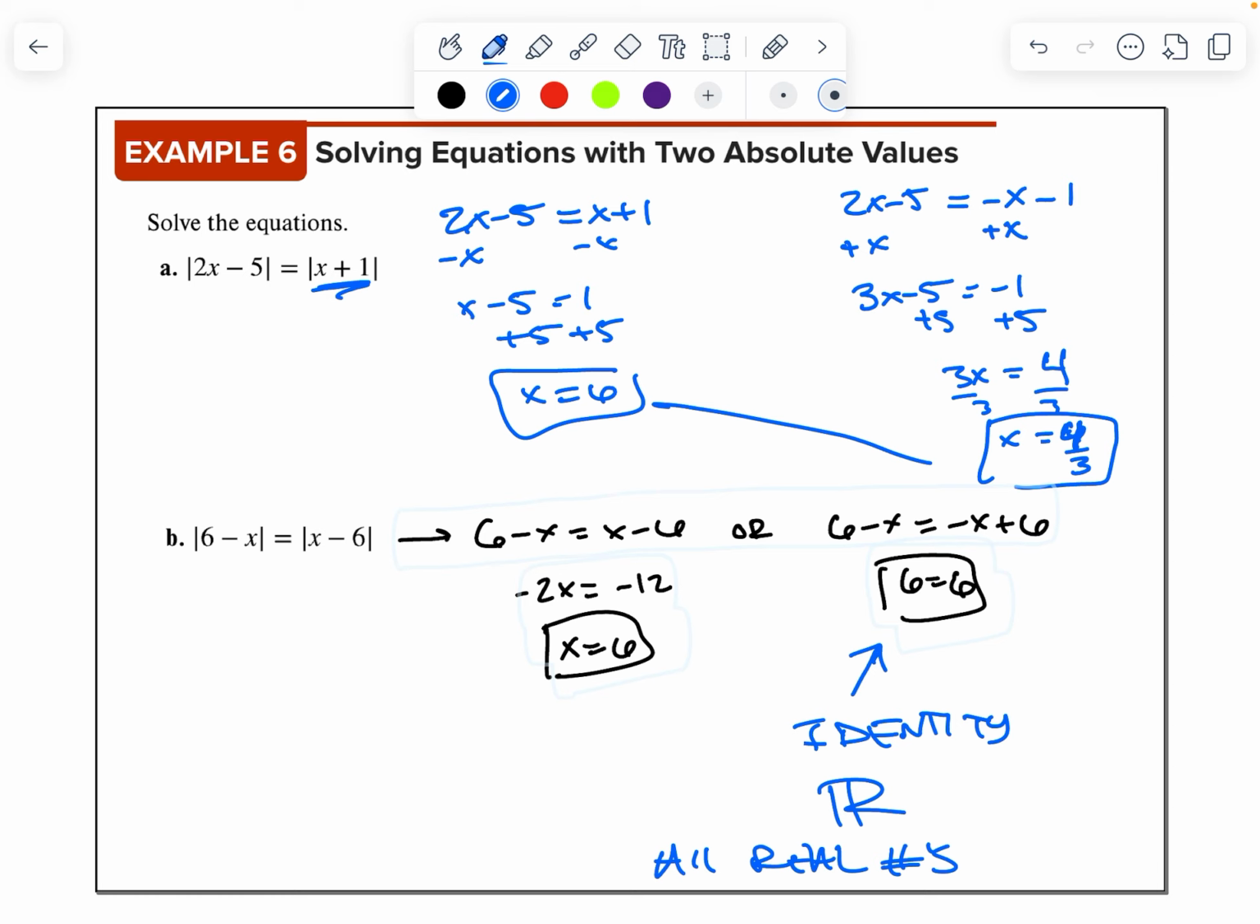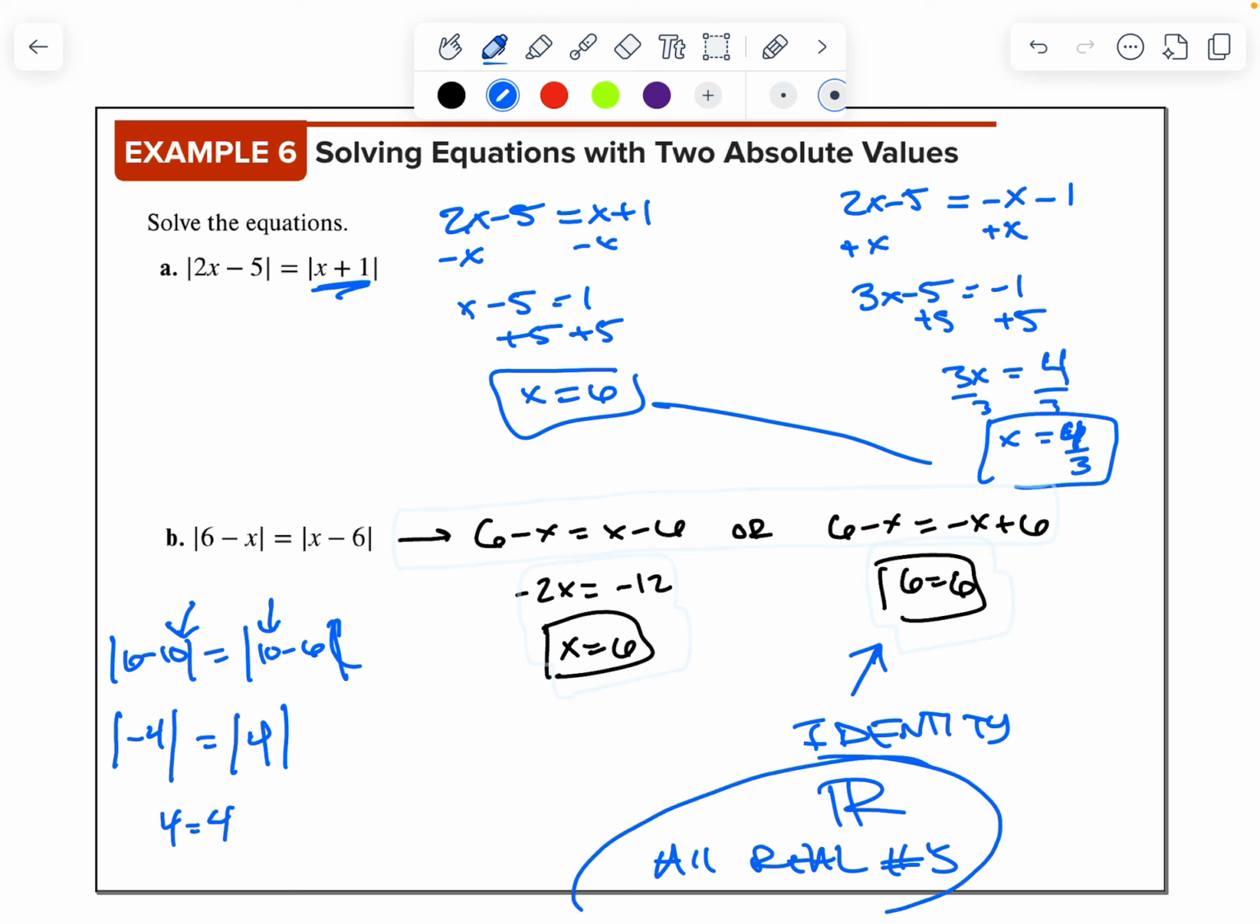We can pick any number, so I'm just going to pick a random number. Let's say we pick 10, right? Then what I would have is absolute value 6 minus 10. I'm just seeing if it works. So that'd be absolute value of negative 4 equals absolute value of 4. And what we get is 4 equals 4. It does check out. Remember, I just picked a random number, 10. Doesn't matter which number you pick there, this is going to work out. Every real number will work. That's because we got an identity equation. So yes, 6 is a solution, but also every other real number is a solution as well.